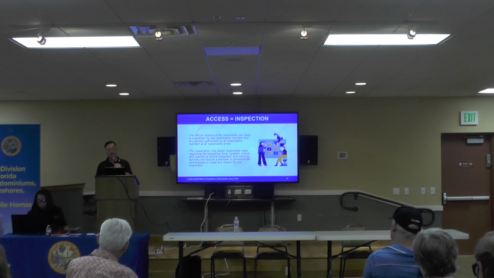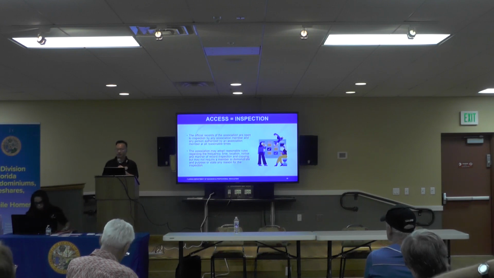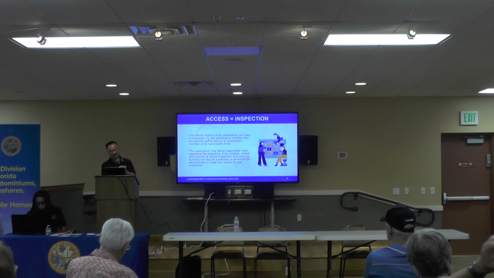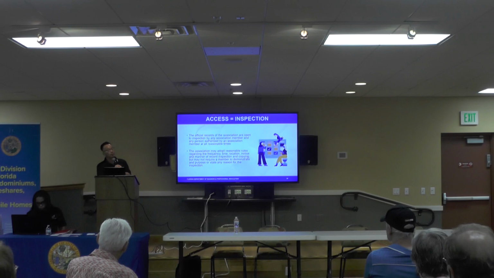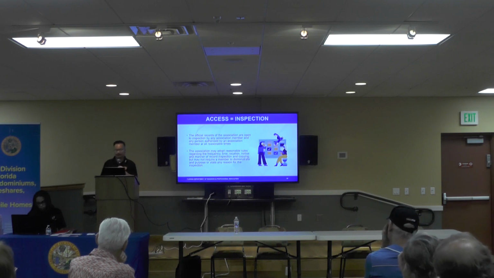An association's official records must be available for inspection by a unit owner and any person authorized by an association member at all reasonable times. The association may adopt reasonable rules regarding the frequency, time, location, notice, and manner of record inspection and copying. For example, there may be an office with office hours and a limit of frequency, such as one request monthly. So the board member can set up some of that.